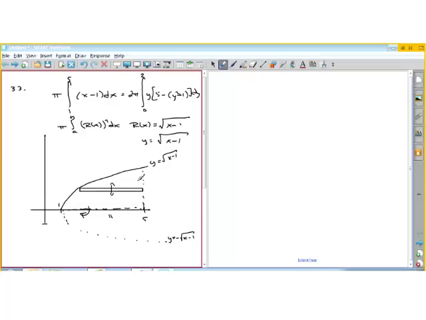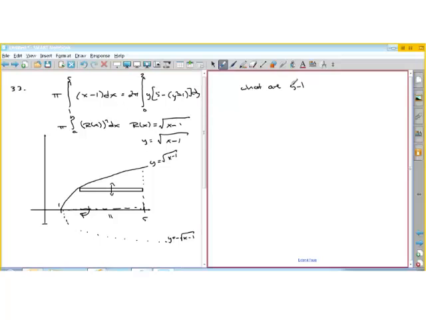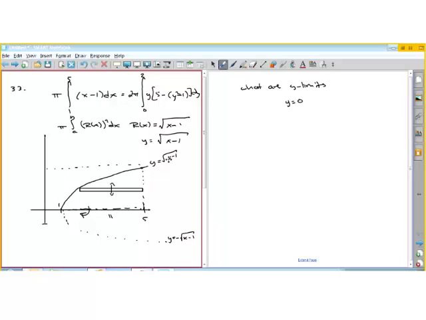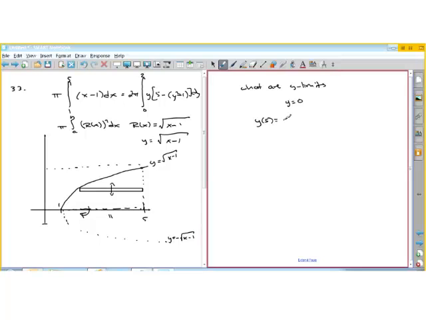So what do we need to know? We need to know what the y limits are. We know the x limits were from 1 to 5. So the inside limit is y equals 0. That's this line. And I had to figure out what this point is. What is the y value corresponding to that? Well, you just plug 5 in. So y of 5 is equal to the square root of 5 minus 1, which is the square root of 4, which is 2.